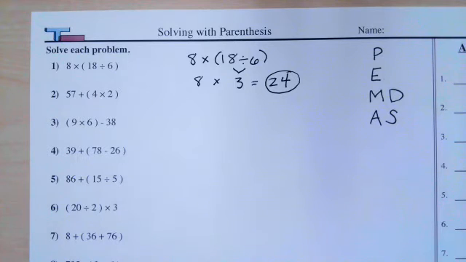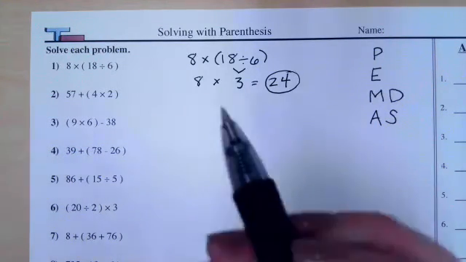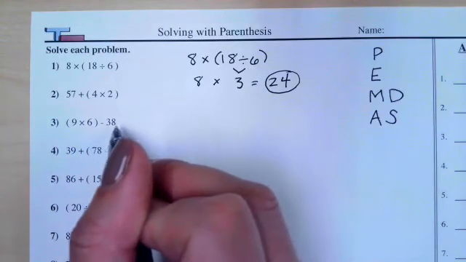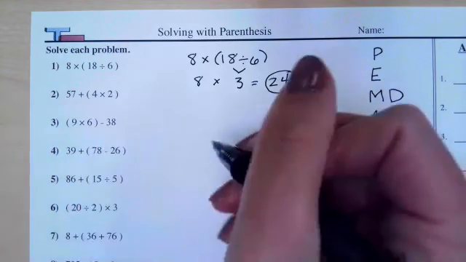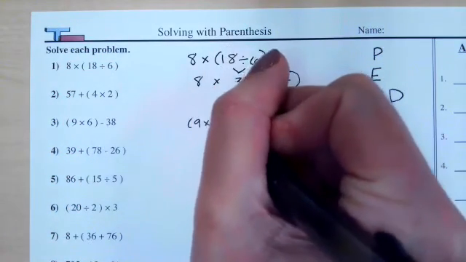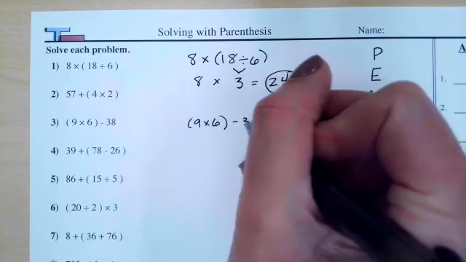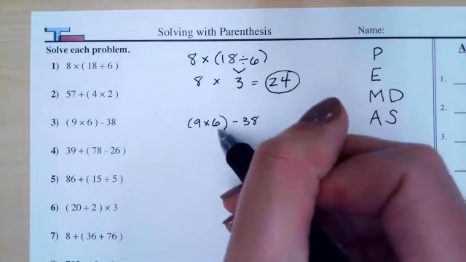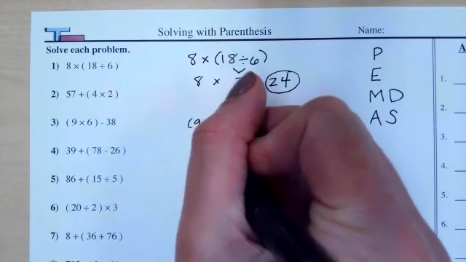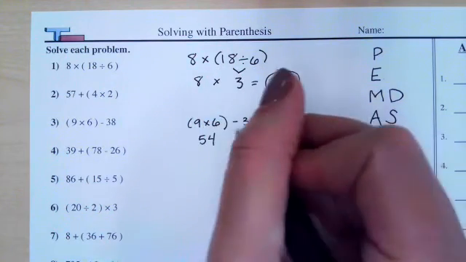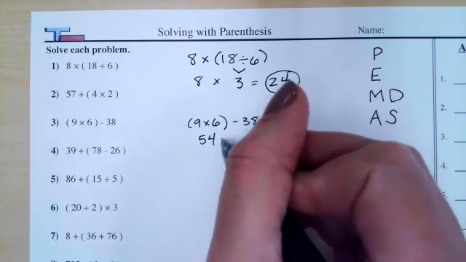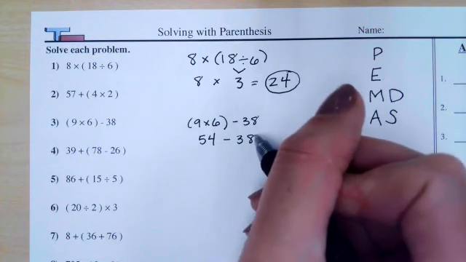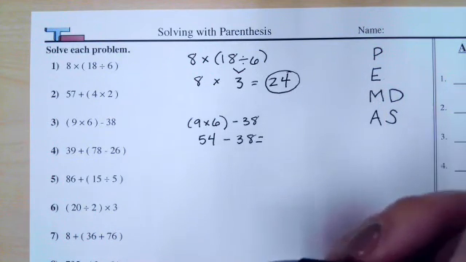All right, let's do a different example. Let's go ahead and try 9 times 6 minus 38. All right, we start with what's in the parentheses. So 9 times 6, which is 54. And we keep the other things exactly where they were. So 54 minus 38. And then we figure out what that equals.